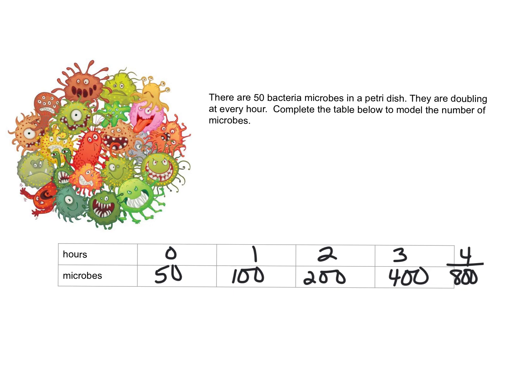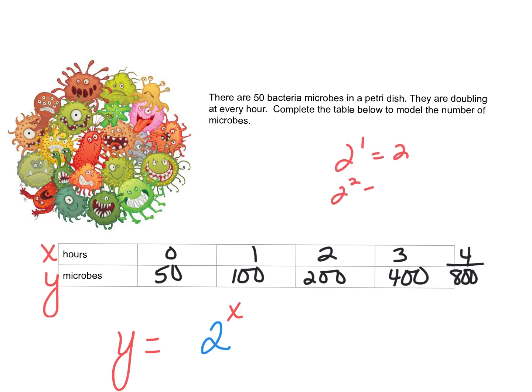This table can be modeled by an exponential function. When something doubles or triples every span of time, it's going to be an exponential function. So since it's doubling, that's going to be the base of my power. And the exponent will actually be the variable x, where x represents hours, and y will be my number of microbes. So if you think about this, well, 2 to the first is 2, 2 to the second is 4. That's certainly not the scenario I have here.